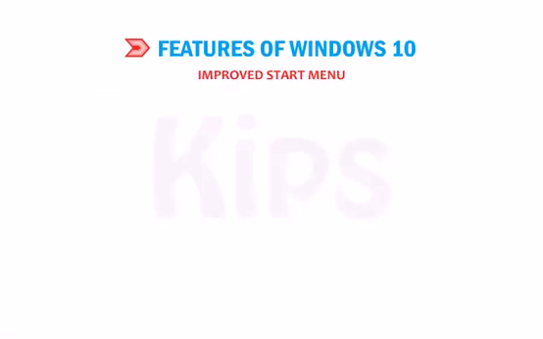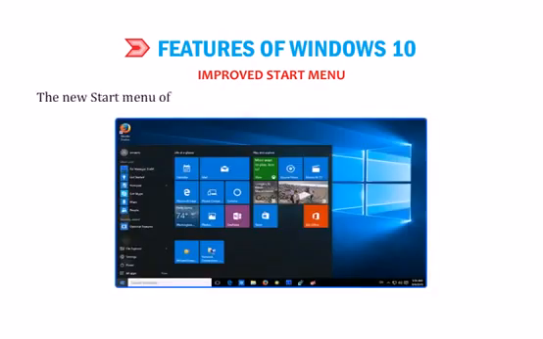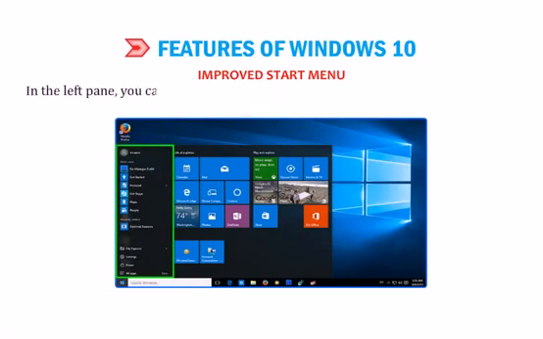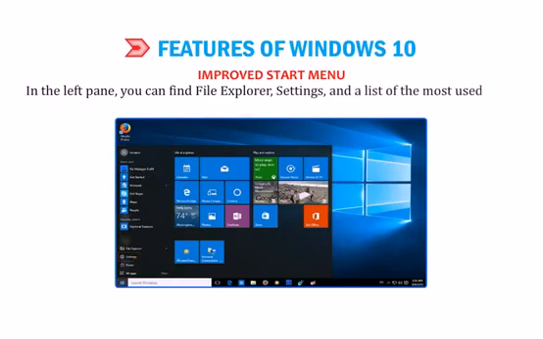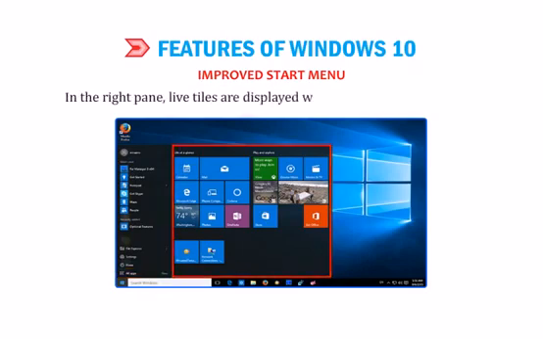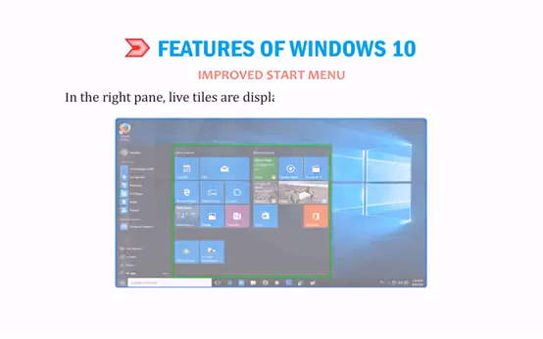Improved Start Menu. The new Start Menu of Windows 10 gives you quick access to apps and services. In the left pane, you can find File Explorer, Settings, and a list of the most used apps, Power Option, etc. In the right pane, Live Tiles are displayed, which consist of various apps.